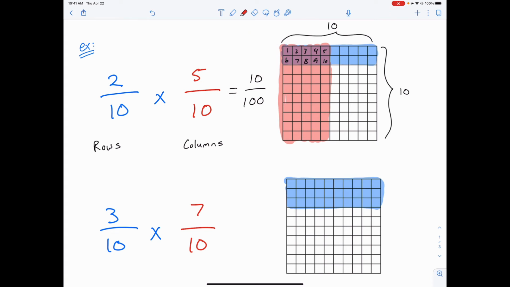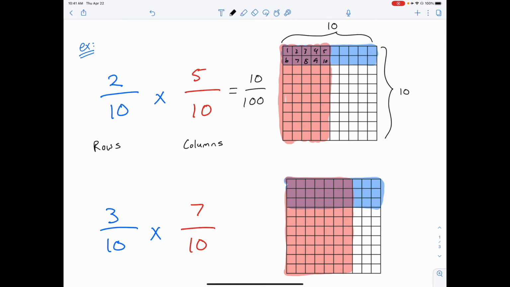So 7 out of 10 means that we have 3 remaining in the back. So let's leave those 3 alone, and we'll just color in the rest like so. Color in as best as we can. And then we again take a look at the overlap.